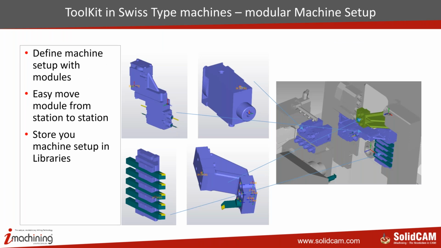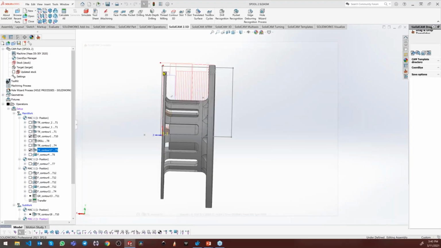Till now I talked mainly about regular mill-turn B-axis machines, things like this. What about the Swiss type? In Swiss type there is a huge improvement in modular working. As you see here, this Tornus machine really looks like Lego. You can assemble almost any holder in almost any place, mix it, and it works on the machine. So how do you manage it properly in SolidCAM and Toolkit? Let's open a machine like this.